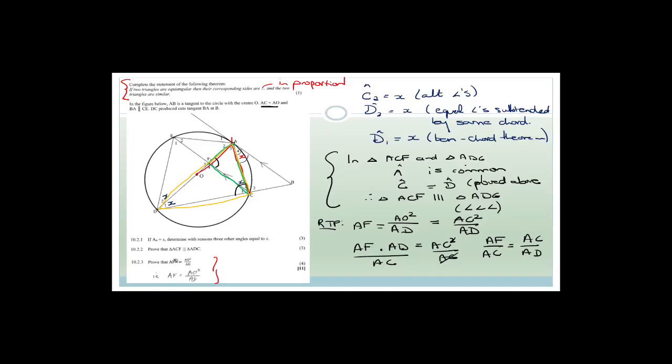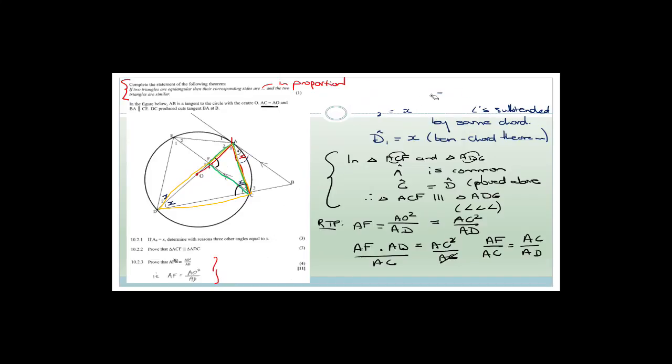And then we go look at the triangles we've just proven. And we can see that there's an AF and an AC. And yeah, there's an AC over AD. So actually, now that we've worked out what we had to prove, it is pretty obvious that since these two triangles are similar and we've got them in the right order, we can actually do this. This is how easy this question now is.